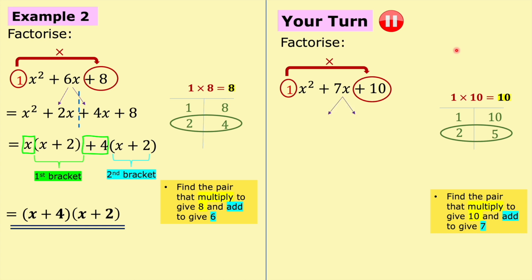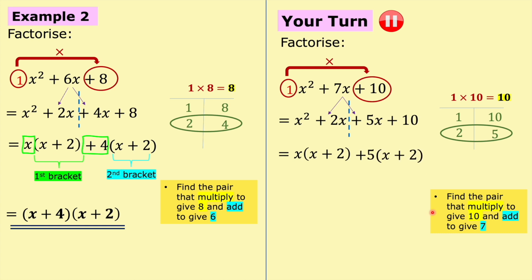So we're then rewriting our expression and splitting up this 7x into 2x plus 5x. So x squared stays the same. 2x plus 5x plus 10 stays the same. Split that expression straight down the middle and factorise both of these halves using a common factor. So first half, take out x as your common factor, so x bracket x plus 2. And then your second half, 5 is your common factor, so 5 bracket x plus 2.